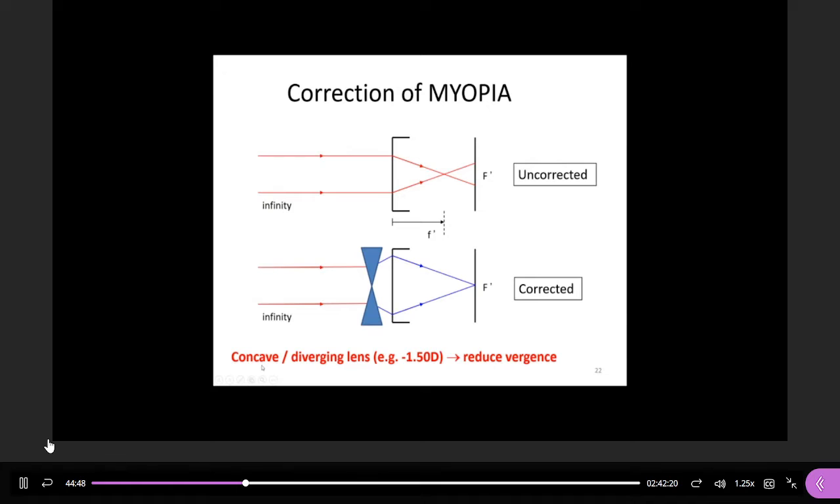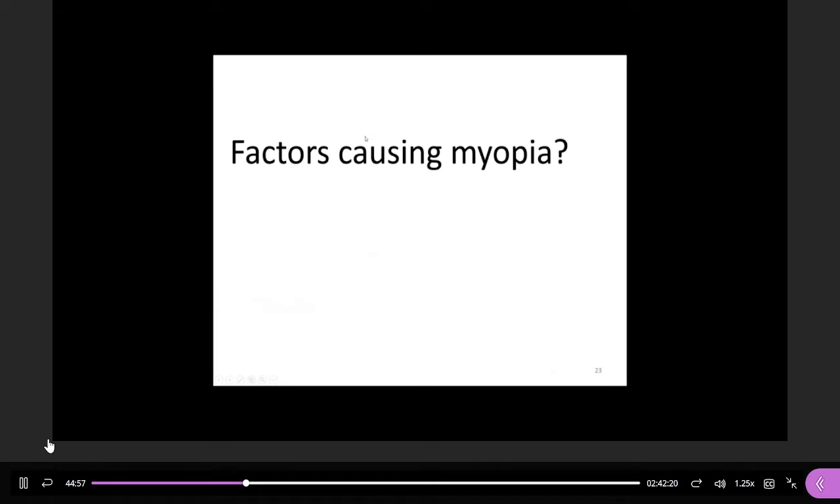This is what we call the concave lens. For example, this is to reduce vision. So that's how we correct the myopia.